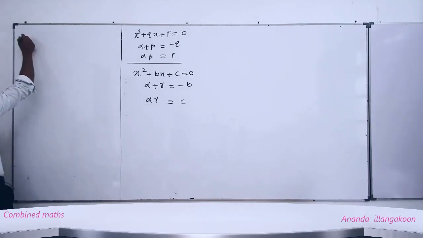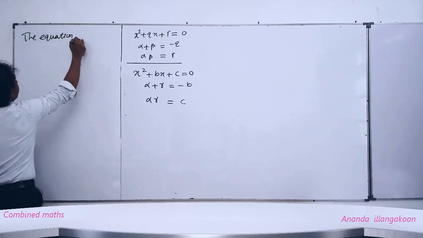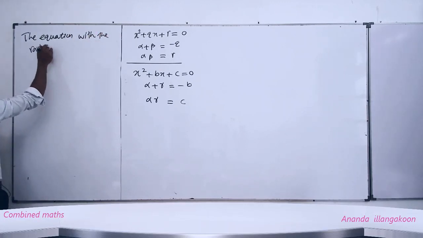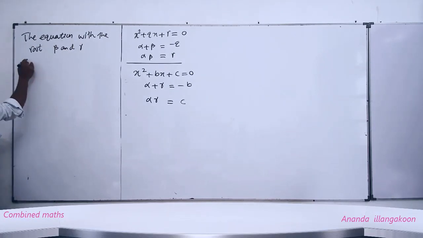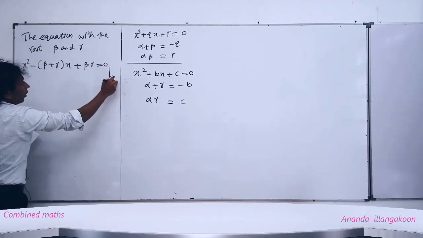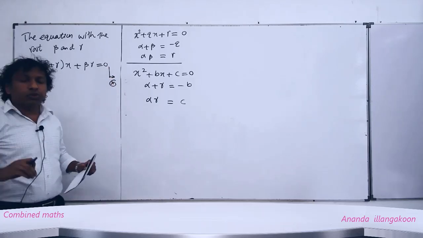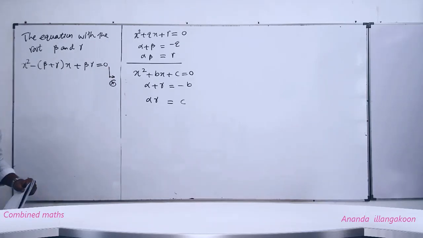We can write the quadratic equation, the equation with the roots beta and gamma. How to write, people? X squared minus (beta plus gamma) times x plus beta gamma equals 0. Right, people, to find this equation, we need beta and gamma. Now our purpose is to find this beta and gamma. This is how I am going to find this beta and gamma.